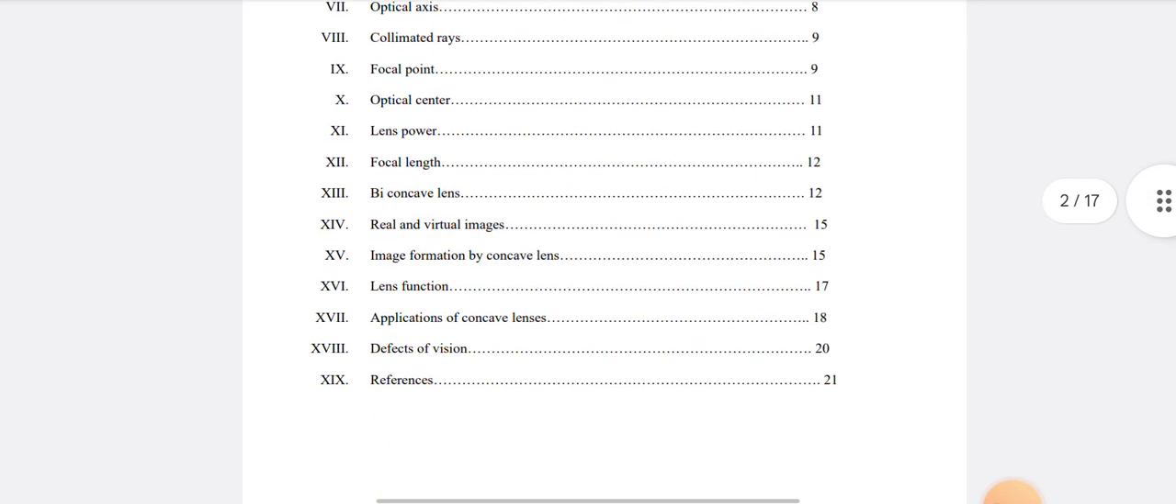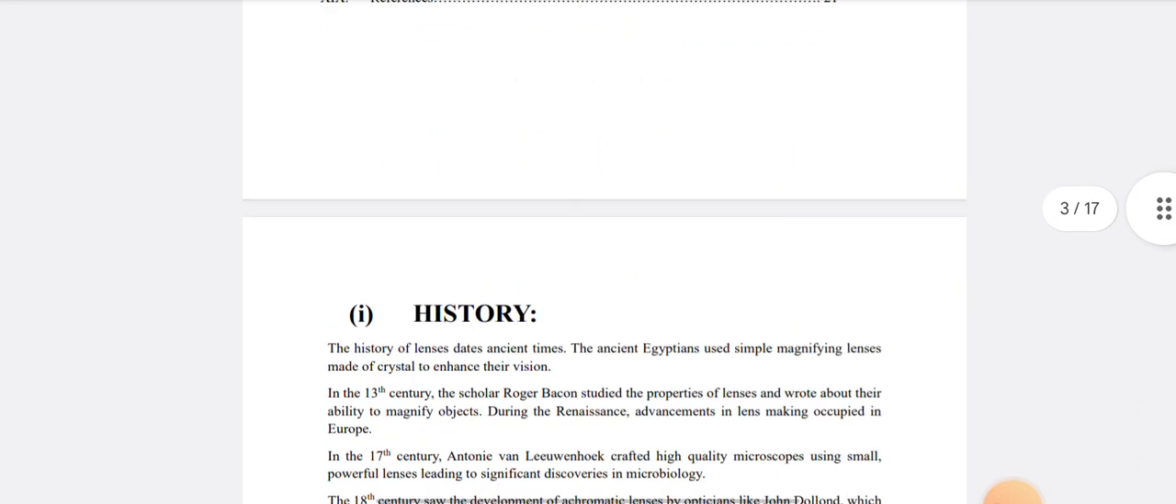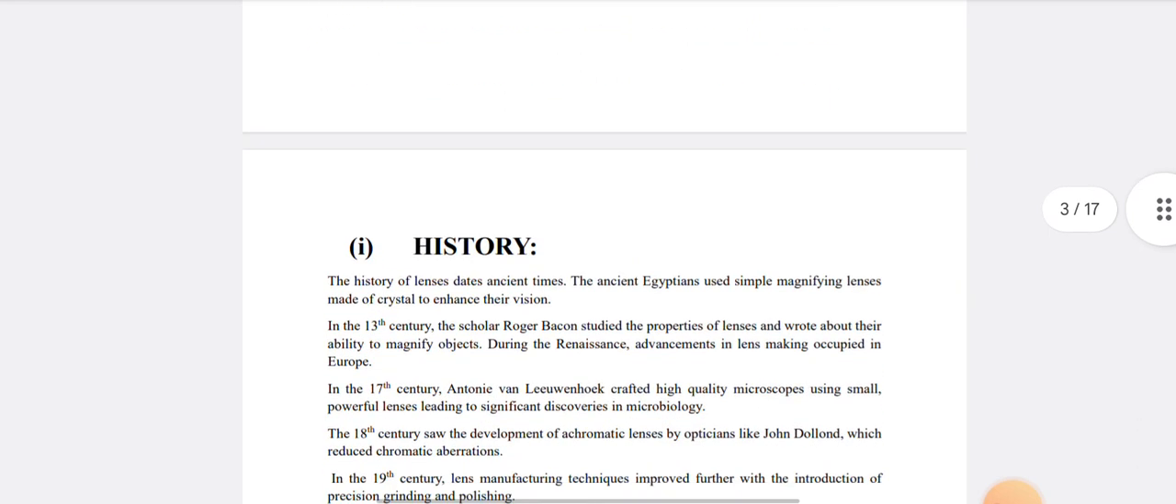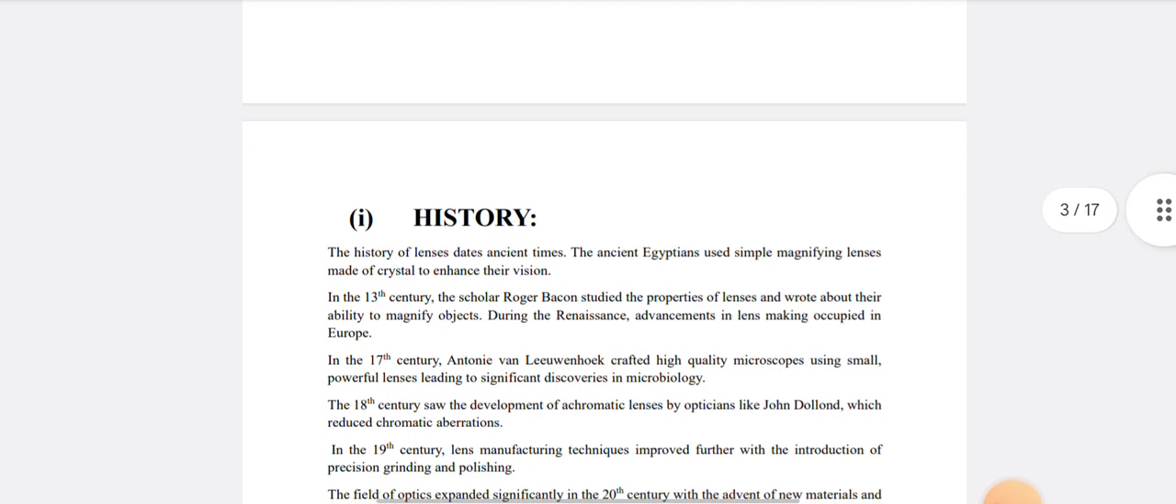First, we know about the history of concave lens. The history of lenses dates to ancient times. The ancient Egyptians used simple magnifying lenses made of crystal to enhance their vision. In the 13th century, the scholar Roger Bacon studied the properties of lenses and wrote about their ability to magnify objects. During the Renaissance, advancements in lens making occurred in Europe.